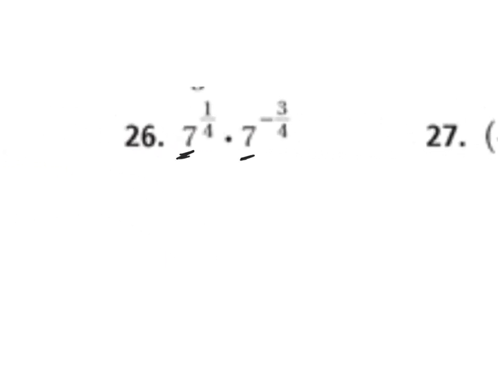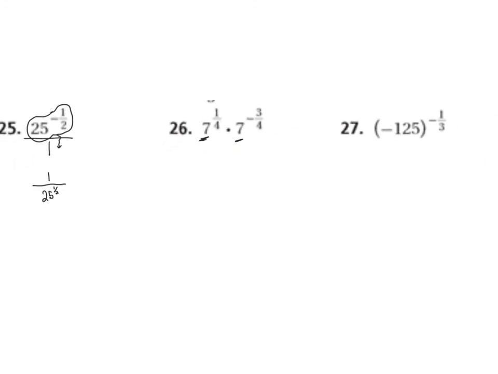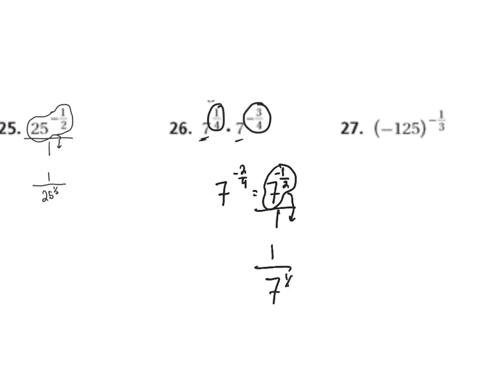Okay, bases are the same. What are we doing to the exponents? Adding them. So 7 to the 1/4 plus a negative 3/4, that's going to be a negative 2/4. So 7 to the negative 1/2 power. Now, if it's a negative and it's on the top of the fraction, we're going to move it down. So it's going to become 1 over 7 to the 1/2 power. Right? See how that one works?